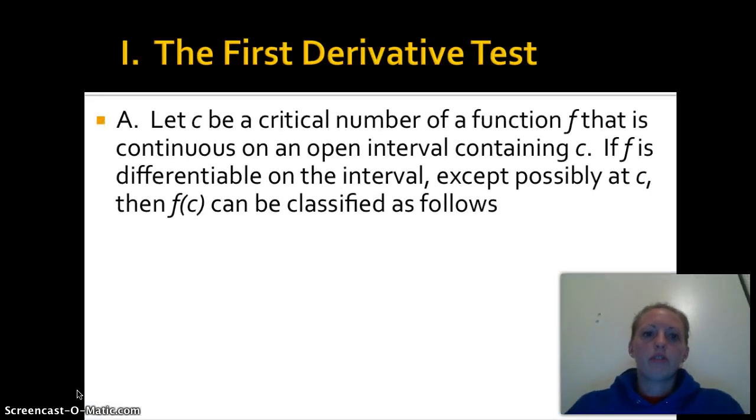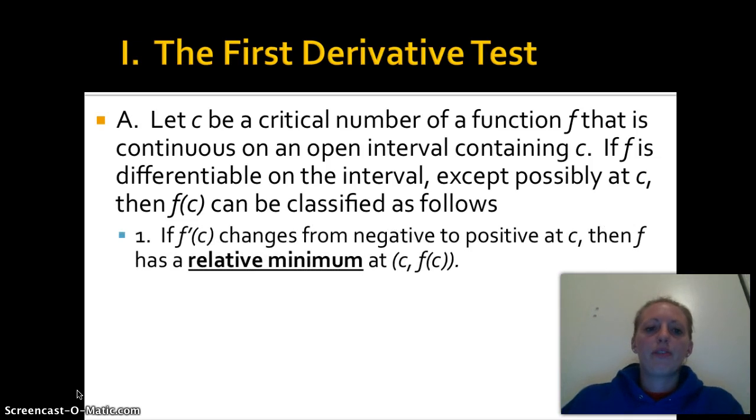So the first derivative test. This is used to find what your relative extrema are. We found relative extrema before. This is just building off of that, if you're asked to find increasing and decreasing, then you can use this to find it. So let c be a critical number of a function f that is continuous on the open interval containing c. If f is differentiable on the interval except possibly at c, then f of c can be classified as follows.